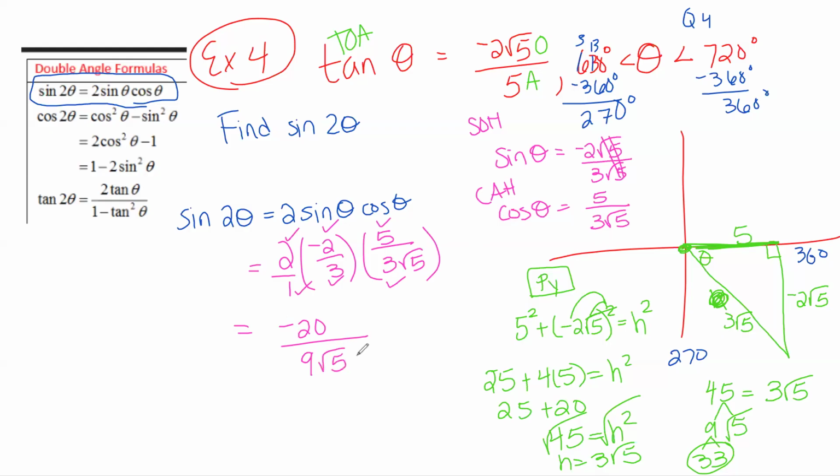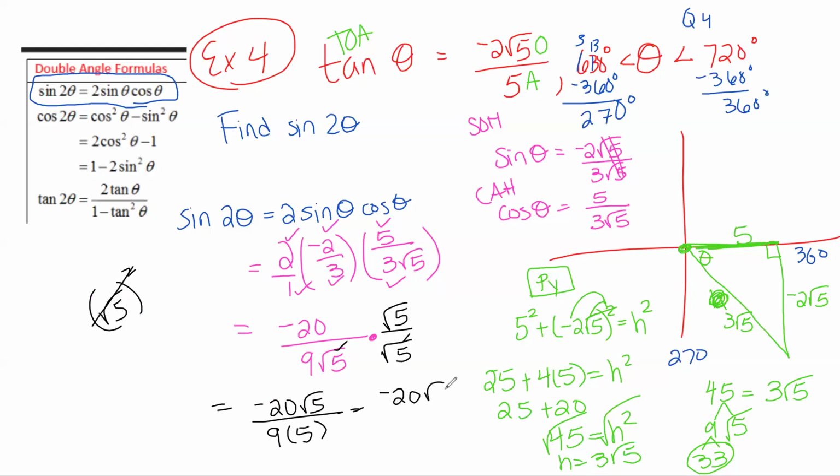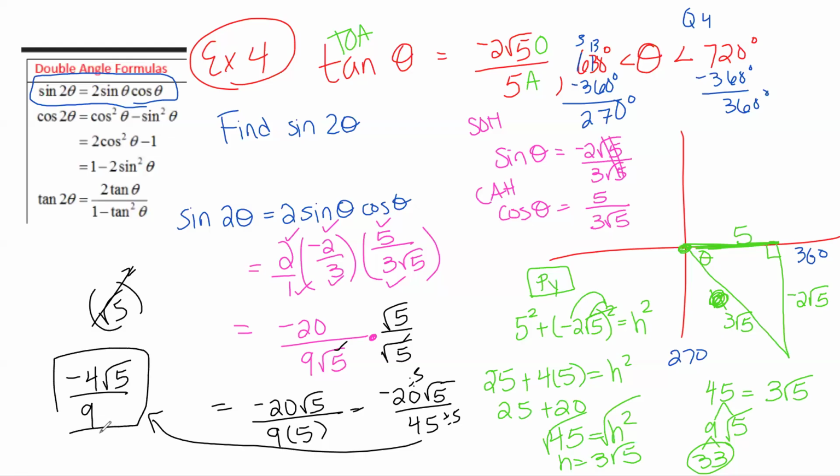If you have a teacher that's not uptight about roots on the bottom, that's probably fine. But most teachers are uptight about roots on the bottom. So we'll fix it by timesing by that root. So I'm going to switch to a black pen. You're going to times by the root to get him off. That's going to be negative 20 root 5 over 9 times 5, right? Because root 5 times root 5 is really root 5 squared, which will bust out. So that's negative 20 root 5 over 45. But then, sorry, this reduces. You can divide by 5, divide by 5. So that's negative 4 root 5 over 9. That's probably the best answer here if you have a teacher that wants the roots out of the bottom.